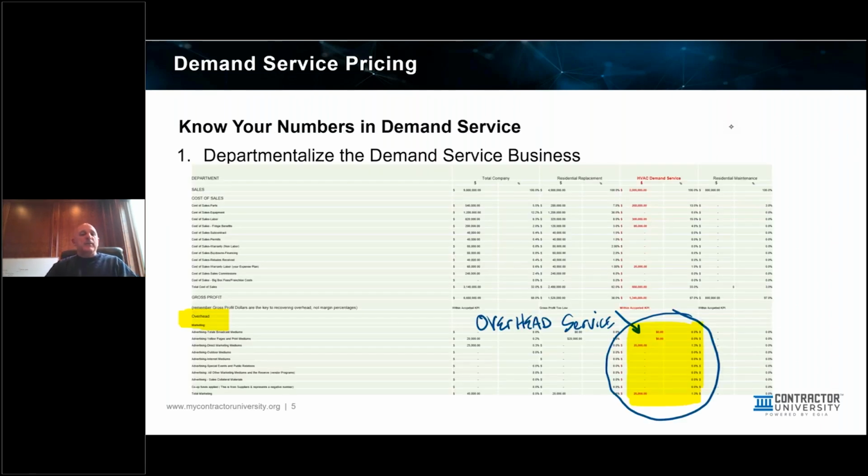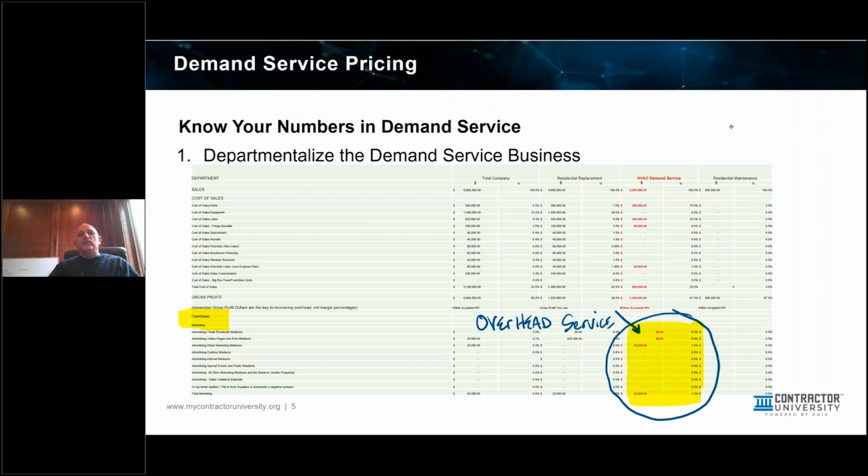So with that, the very first topic is departmentalization. I'm going to give you a tool, and this is a slice of that tool. What we're looking at here in the yellow area that's highlighted is the overhead as it relates to service. The challenge in contracting is breaking down overhead amongst add-on replacement, maintenance, service, plumbing, drain, sewer and drain. We're also in commercial service and commercial maintenance. Each one of those departments has an overhead ratio or overhead dollars that apply.